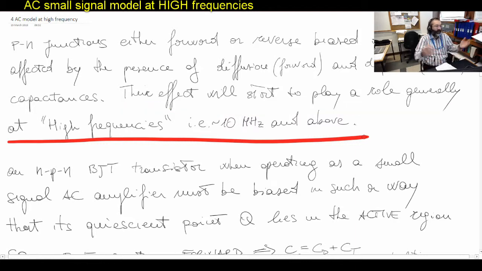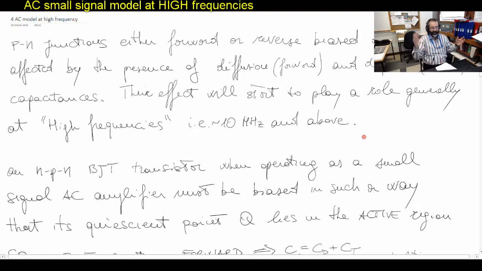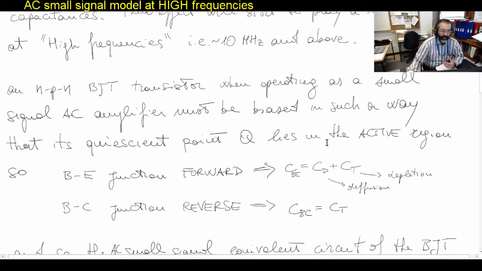High frequency means above, let's say, 10 megahertz, 100 megahertz, gigahertz, and so on. So above tens of megahertz, we start entering the high frequency regime, and that is where the effect of these capacitances will play a role. These capacitances will start effectively introducing a filter effect, behaving like a low-pass filter, as we will see in a moment.